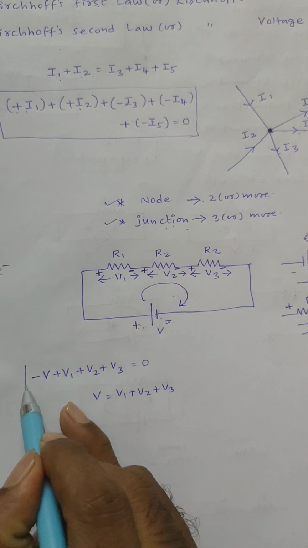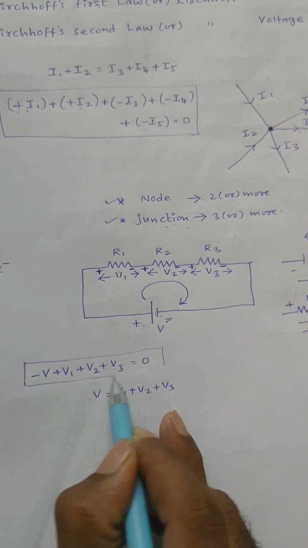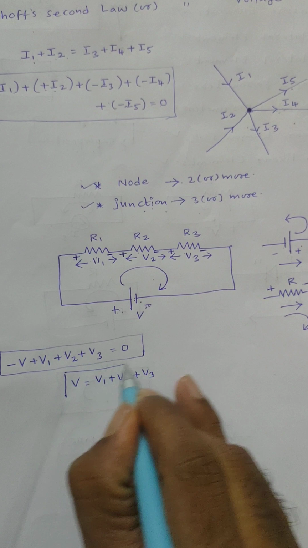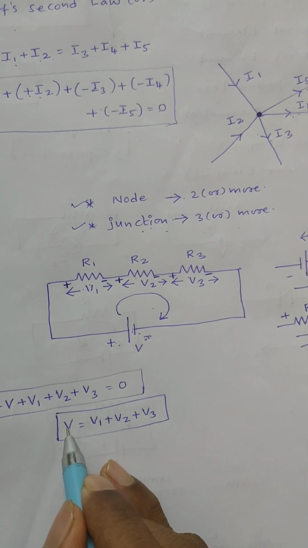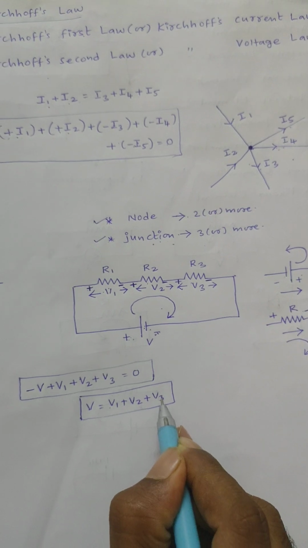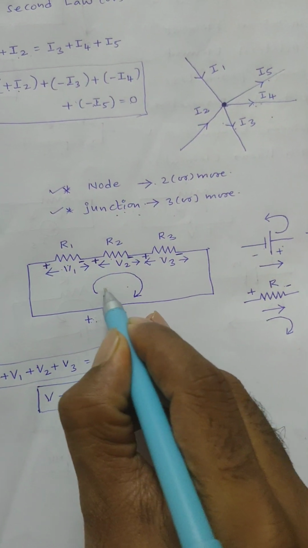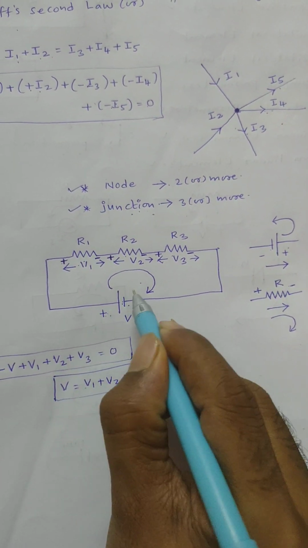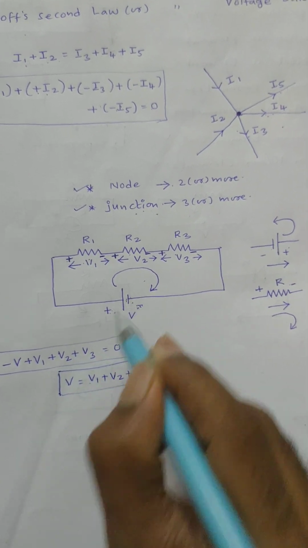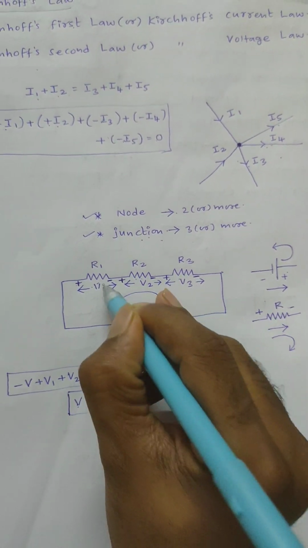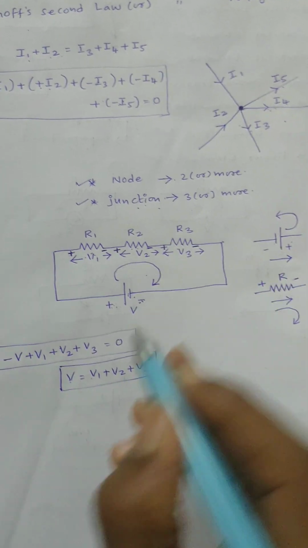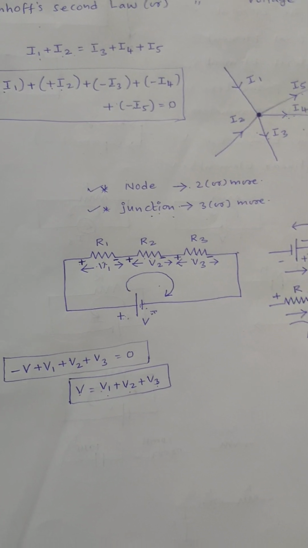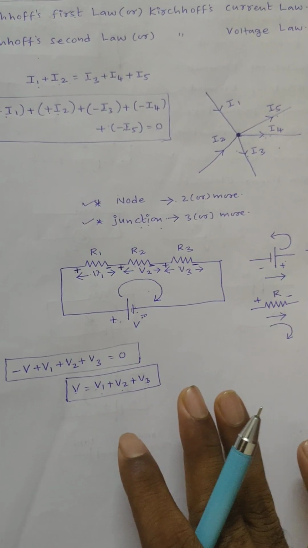This is one statement. What is statement 1? The algebraic sum of all voltages in a closed loop is equal to 0. The other statement of KVL is, from this equation, the sum of voltage rises is equal to the sum of voltage drops. Voltage rise is across an active element, always. Here the voltage source is an active element, so the sum of voltage rises is only V. The sum of voltage drops is the voltage drop across passive elements, that is V1 plus V2 plus V3. That is the other statement of KVL. That is about KVL.